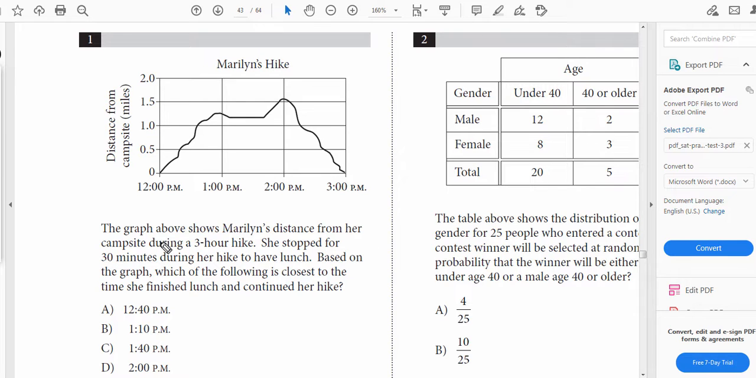In question number 1 it says the graph above shows Marilyn's distance from her campsite during a 3-hour hike. She stopped for 30 minutes during her hike to have lunch. Based on the graph, which of the following is closest to the time she finished lunch and continued her hike?